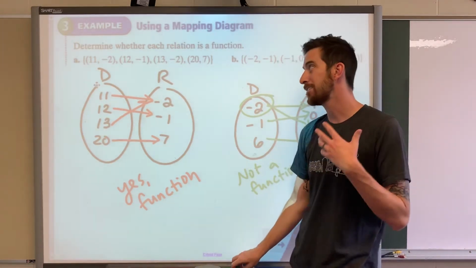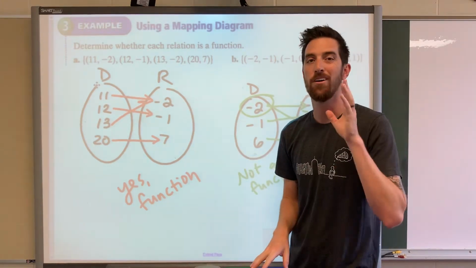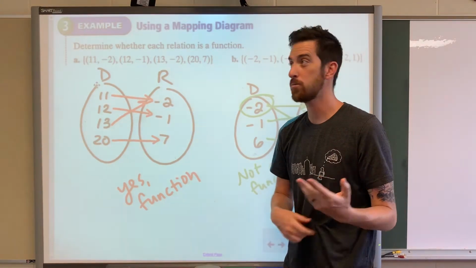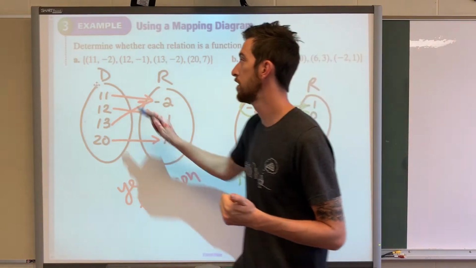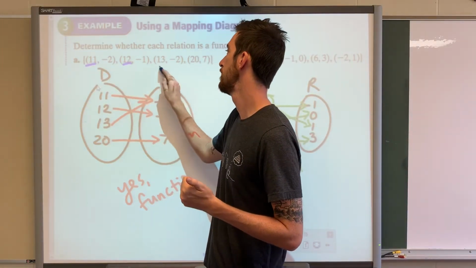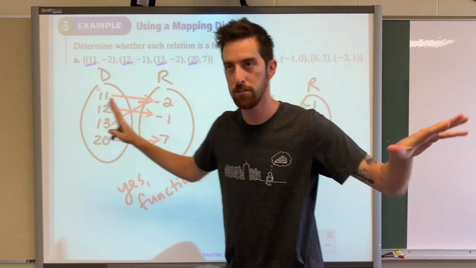Now, again, this is a second way. You can do the vertical line test. You can do the mapping diagrams. Also, we're going to get to a place where you don't even need to do the mapping diagram. Look at the x values. If they're all different, automatically a function.